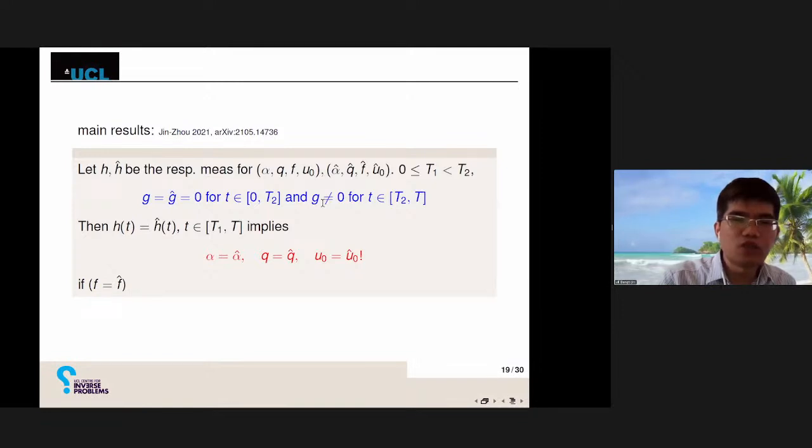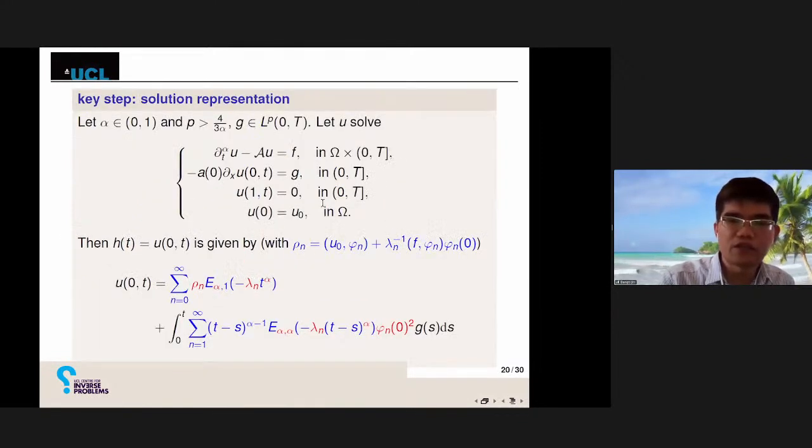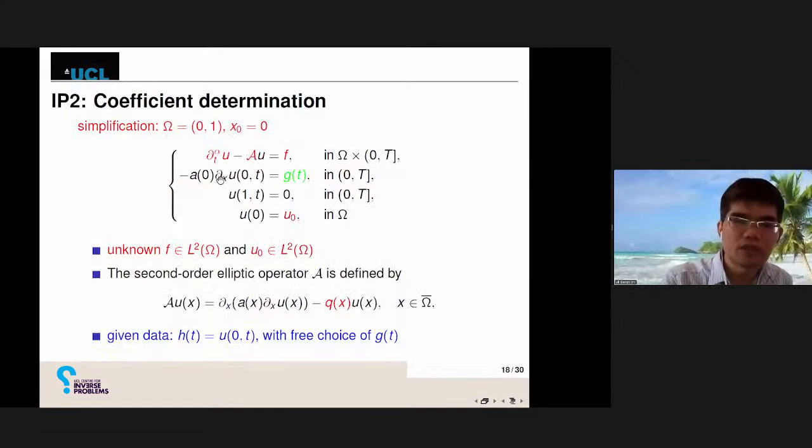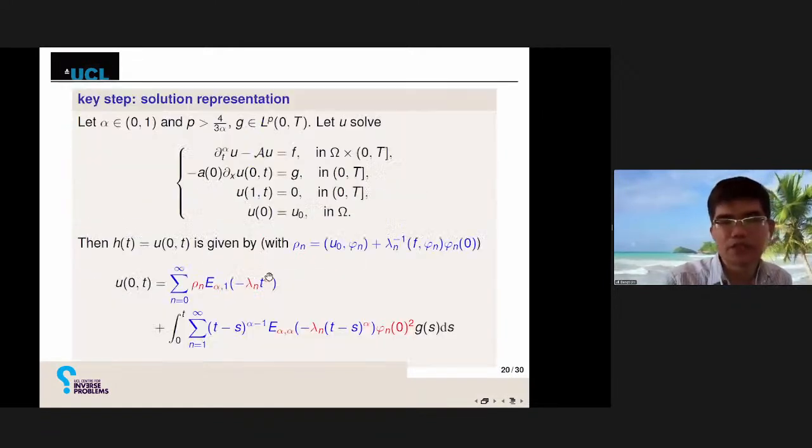Let me also briefly give you the flavor of how we can get this kind of result. The key step is that we can represent the solution or the measurements in a very simple form. The key tool here is the Mittag-Leffler function and this lambda n. These are just the eigenvalues of the elliptic part, which are unknown because the Q is unknown. Anyway, they will exist and we can write them in this form.